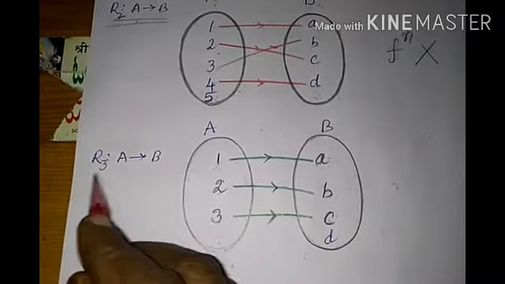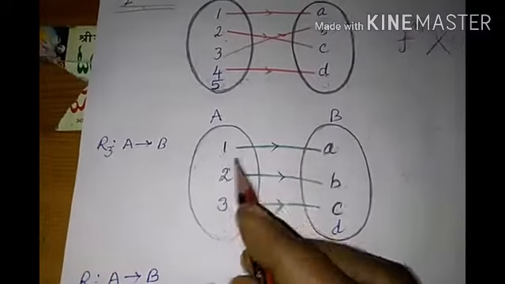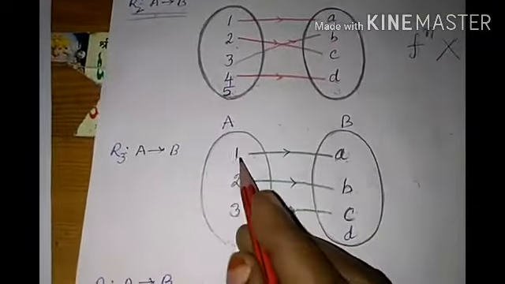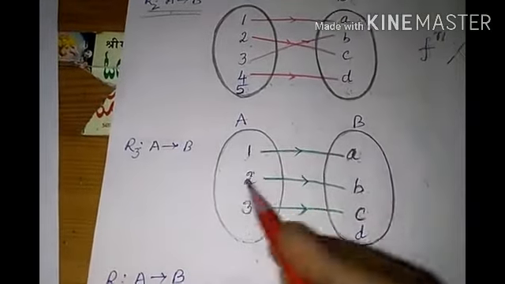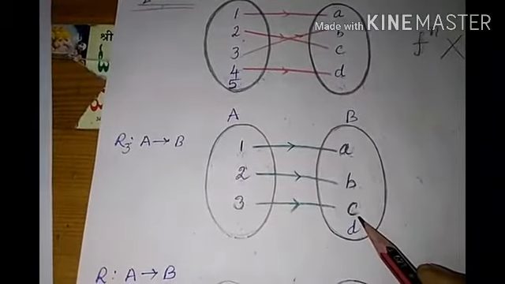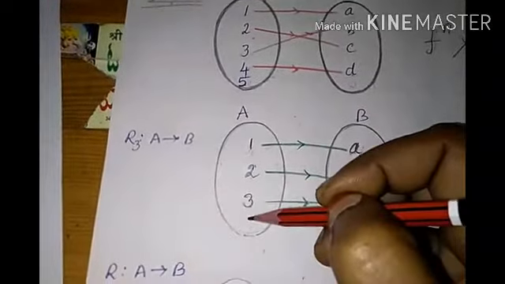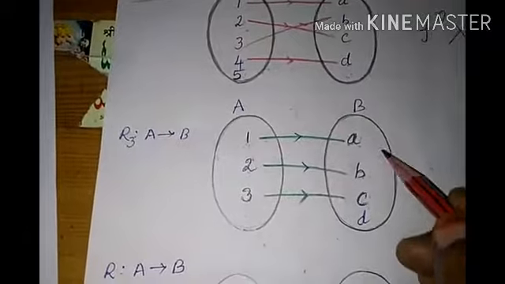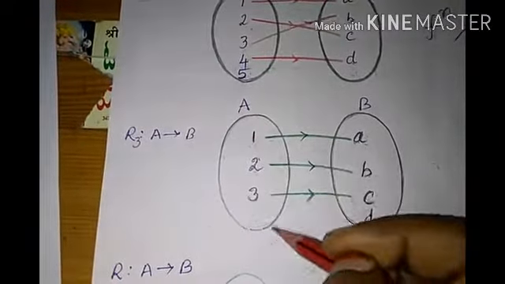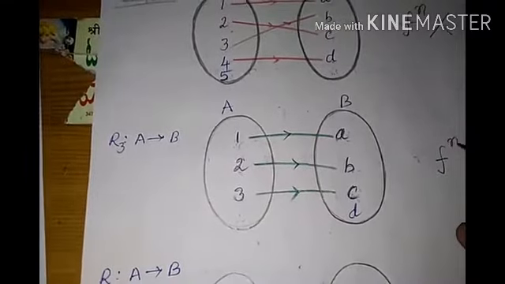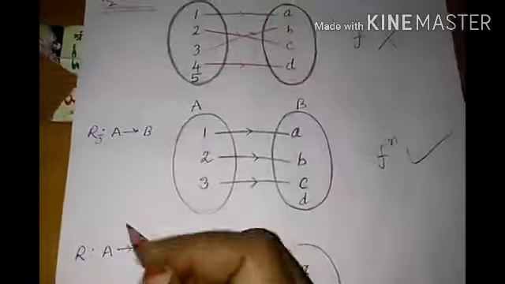Let us take one more relation, R3 from A to B. A contains elements 1, 2, 3 and B contains elements A, B, C, D. Here 1 is mapped to A, 2 is mapped to B and 3 is mapped to C. Here for one input I have only one output. For 1, 2 and 3 there is only one output. And there are no elements left over. That means all the elements in set A have outputs in set B. The two failing cases do not occur here, so it is a function.